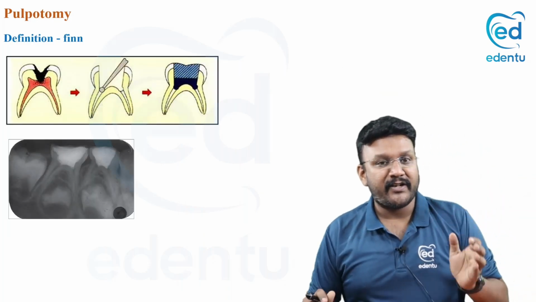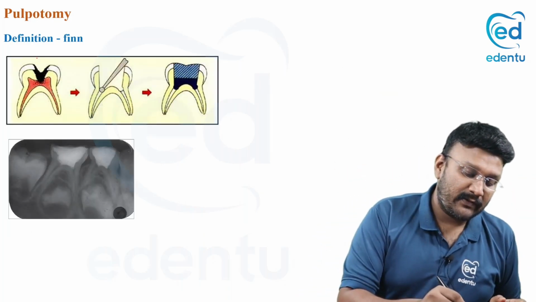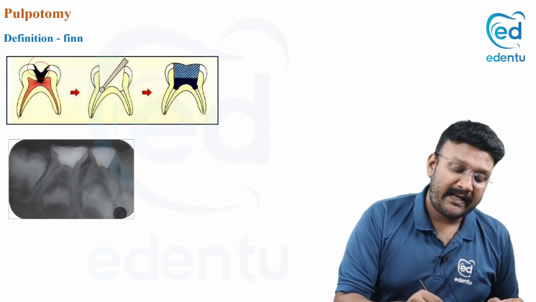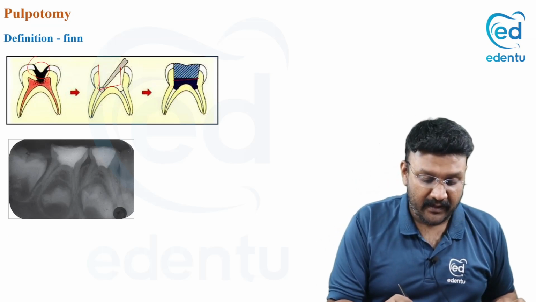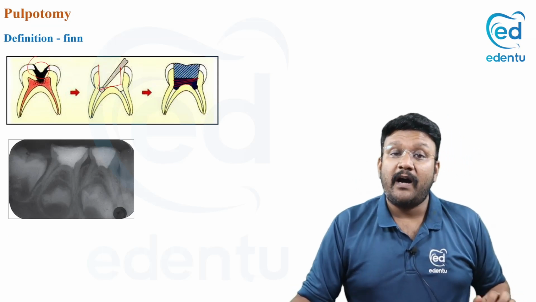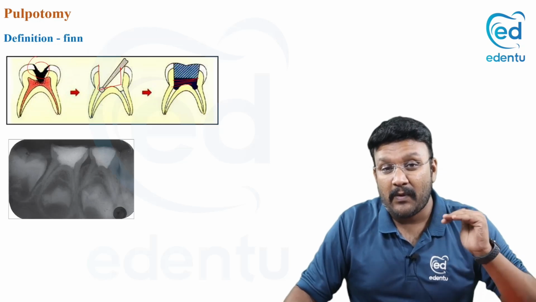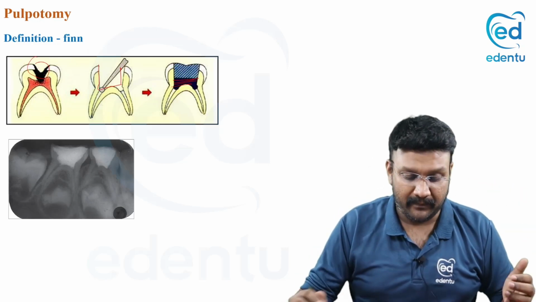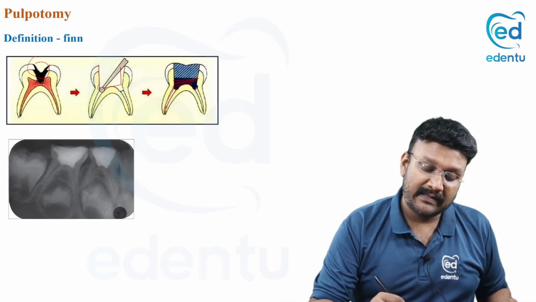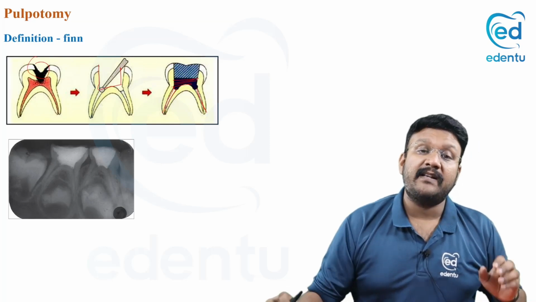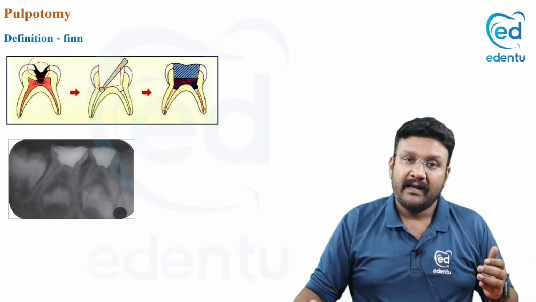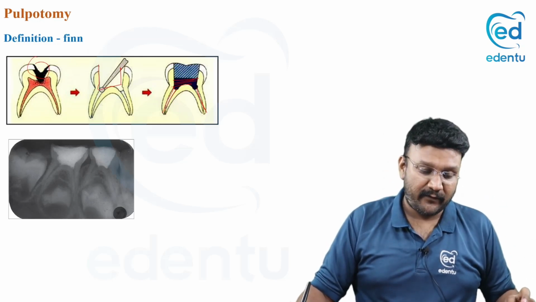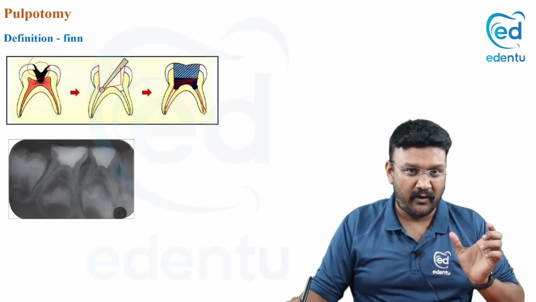In a nutshell, this is the schematic diagram here. This is the caries process, and the entire coronal portion of the pulp is being removed. Then you are keeping a medicament here, this is the medicament over here, so that it will promote the healing of the radicular pulp. This is the radicular pulp. If there is any infection, healing will take place and it preserves the vitality of the tooth. So that is what the definition of pulpotomy says.